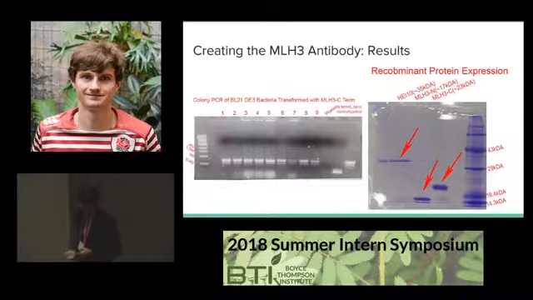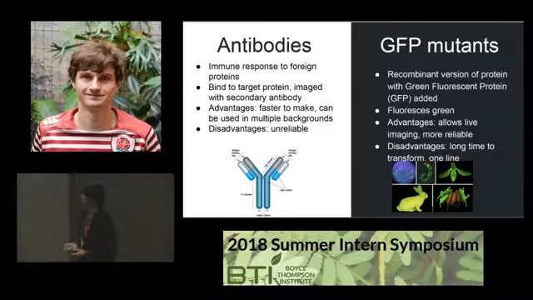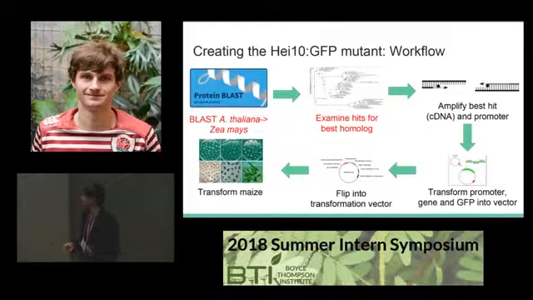All right. So the second thing I did was make a GFP mutant. This started out in a very similar manner. I had to blast the known HEI10 Arabidopsis gene into the Mays genome and look for the best hit. And unlike MLH3, there were actually multiple pretty OK hits. So I was curious about them. There was obviously one best hit, but there were 2 that were not completely dissimilar.